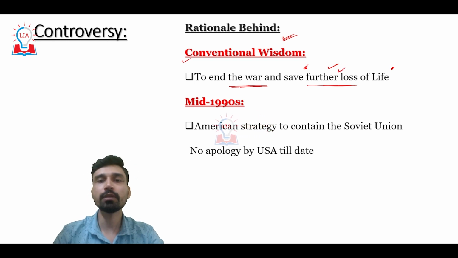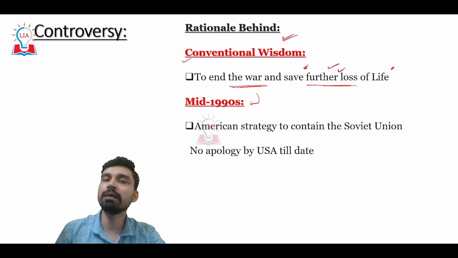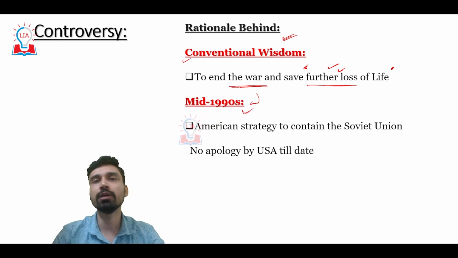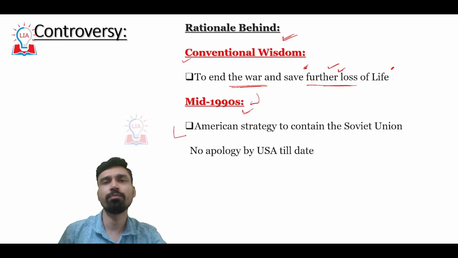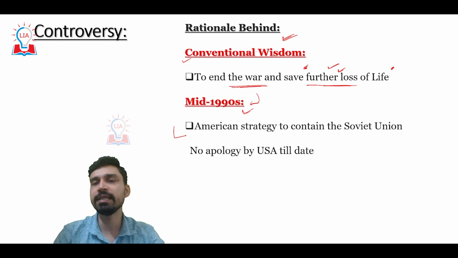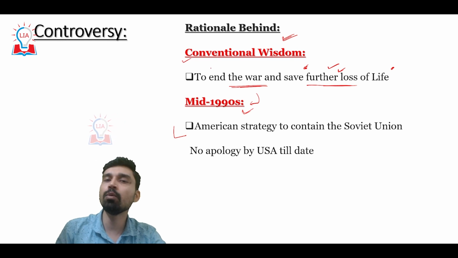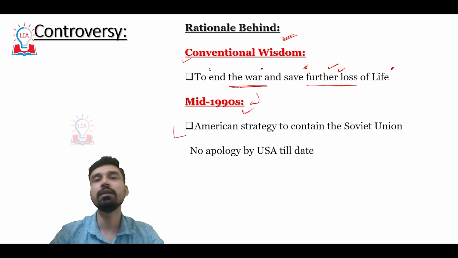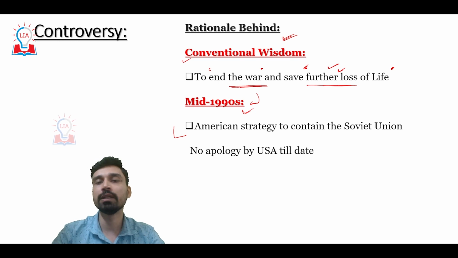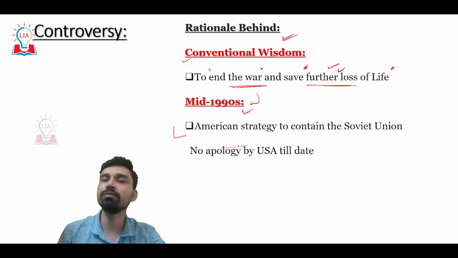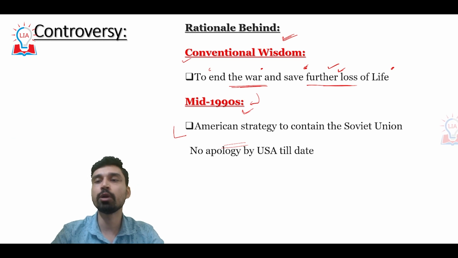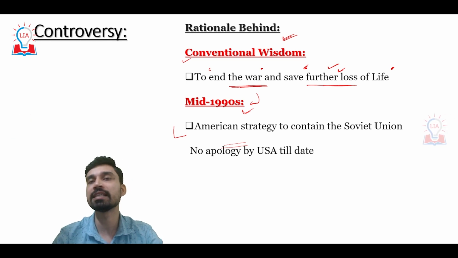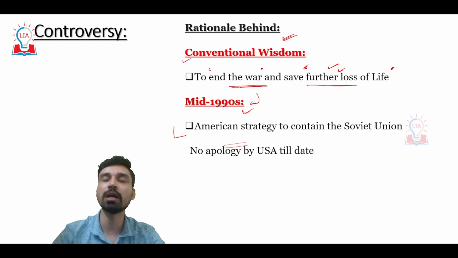loss of life. Similarly, another kind of debate emerged in the mid-1990s, when many scientists, political scientists we can say, argued that only ending the war was not the reason behind the atomic bombing of Japan. It was also part of the American strategy to contain the Soviet sphere of influence, to keep the Soviet Union from further expanding toward the east, including Japan.